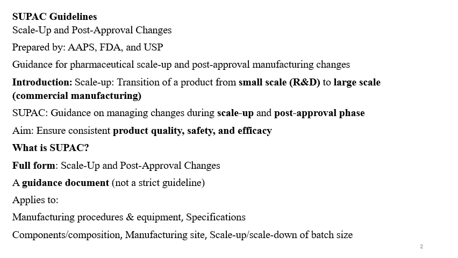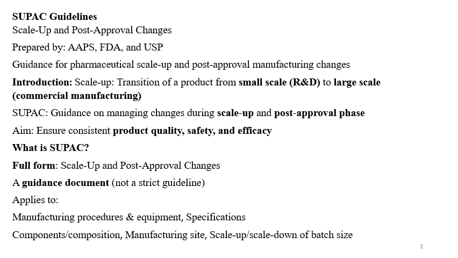The guidance for SUPAC is for the pharmaceutical industry for the scale up and post approval manufacturing changes. As the name says, scale up and post approval changes, that means if you are changing the batch size or scale, whether it is scale up or scale down, and if you are changing something in the product after approval, then the scale up and post approval changes will be applicable.